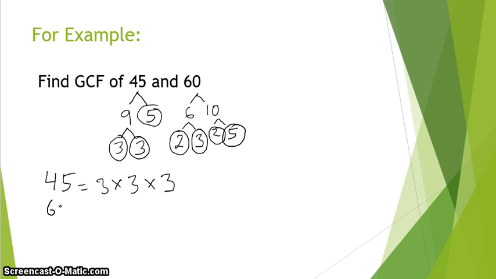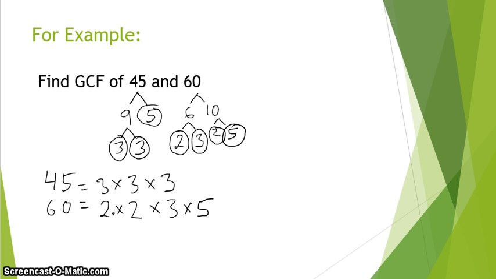So then I will rewrite 60 is the same as, and I'm going to write them from smallest numbers to biggest, 2 times 2 times 3 times 5. So I just basically write all of my circled numbers in a row. Next, I want to see what factors here I have in common.